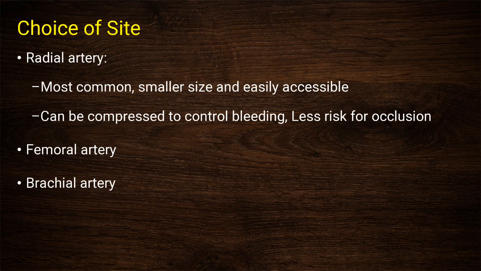Choice of site: where we collect the blood. The most preferred one is the radial artery, which is smaller in size, easily accessible, and can be compressed to control bleeding, with less risk of occlusion. For ABG analysis, we collect blood only from arteries. The most common one is the radial artery because it is very small in size, and other arteries are the femoral artery and brachial artery.